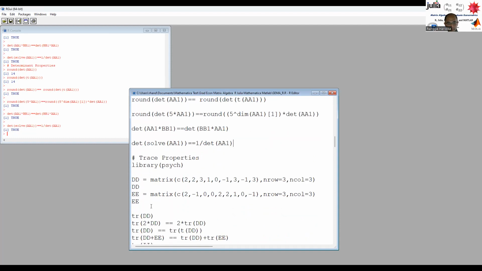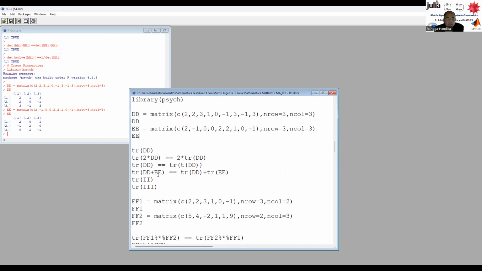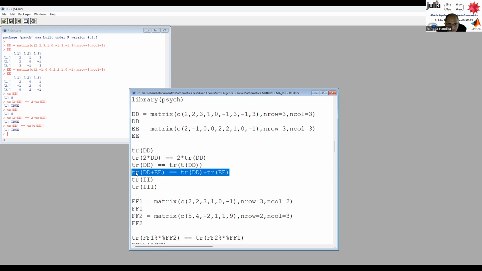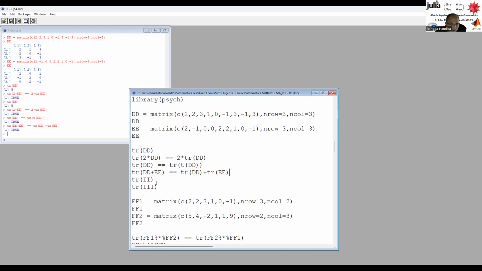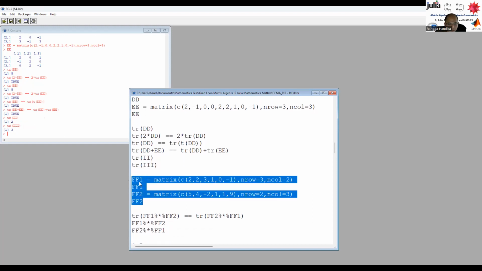Okay, so how about trace? So you go to the library sites here. You can see the trace of a matrix times a scalar should be equal to the scalar multiplied by the trace of the matrix. And then the trace of a matrix should be equal to the trace of its transpose. The trace of D plus E will be equal to trace D plus trace E. And then the trace of the identity is the dimension of it, so 2 and 3.